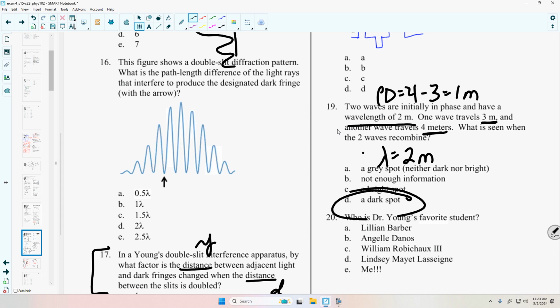If it's 1 wavelength, 2 wavelengths, 3 wavelengths, bright spots. If it's 1/2, 1 1/2, 2 1/2, 3 1/2, dark spots. If it's anything else, it's a gray spot.